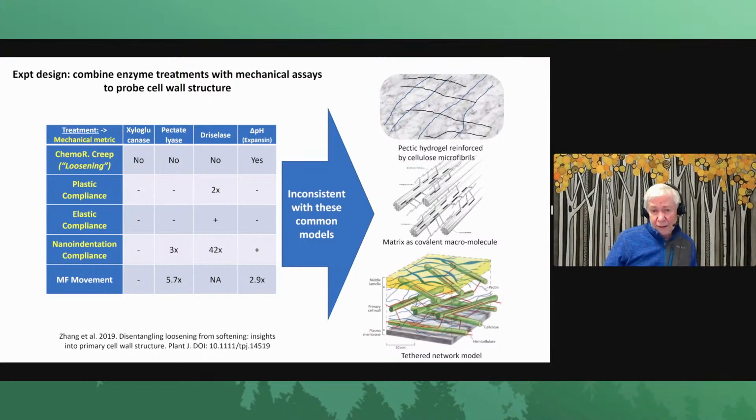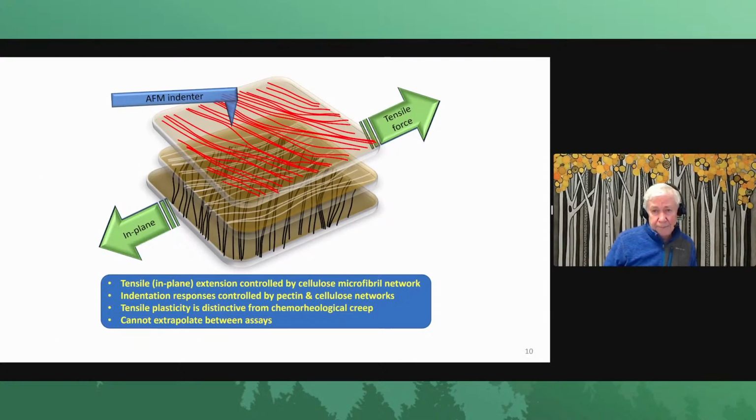I interpreted these empirical results as being inconsistent with these common models. For example, the xyloglucanase treatment seemed to us inconsistent with this tethered network hypothesis. The pectate lyase treatments seemed to be inconsistent with the idea of the wall being simply a pectic hydrogel reinforced by cellulose microfibrils, and so on.